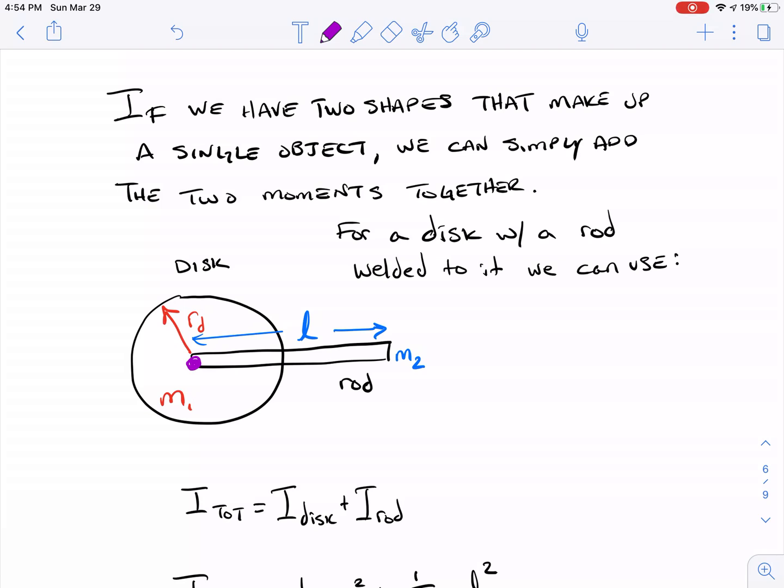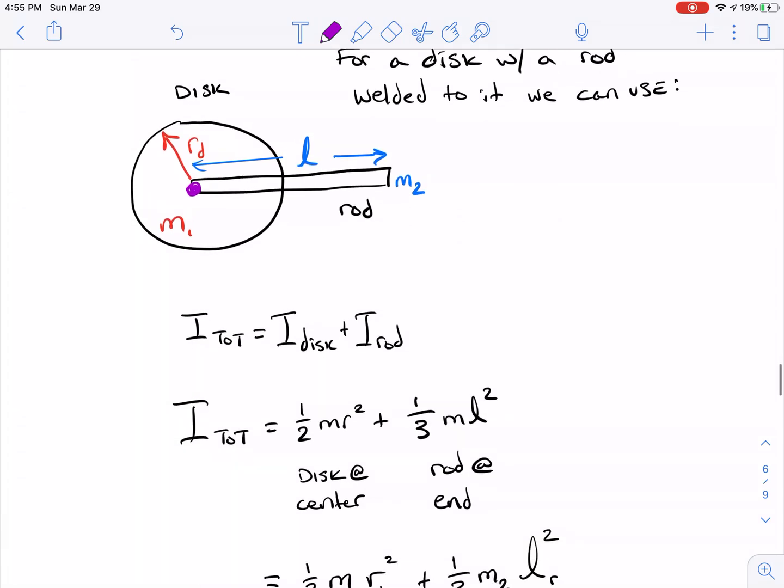So all we're going to do is add the two I's for the two objects together to get the total I of the system. It's pretty common sense that you just take the I of the disk and the I of the rod and add them together, but realize that just because the disk is rotating around its center, the rod is not. So you have to look at each object compared to the axis.